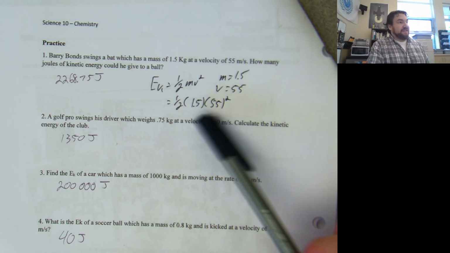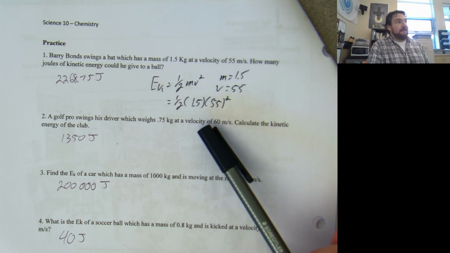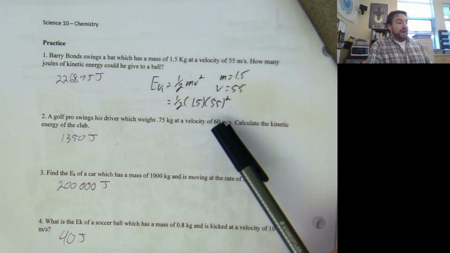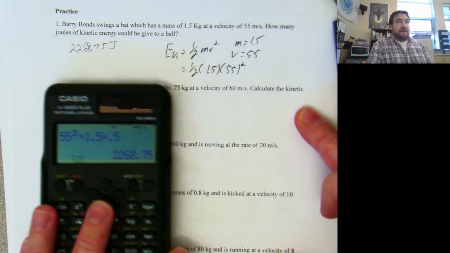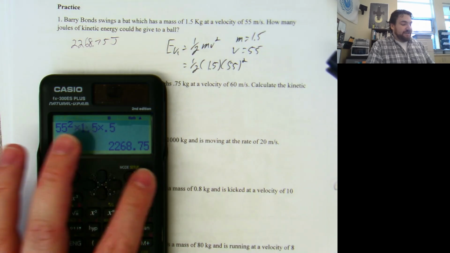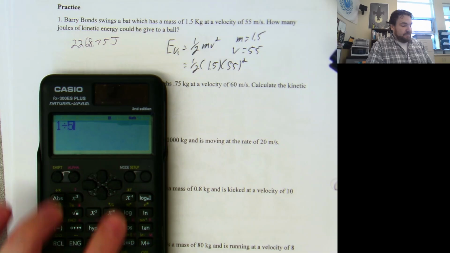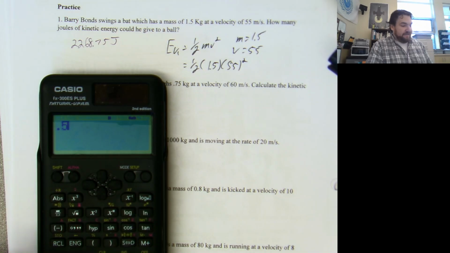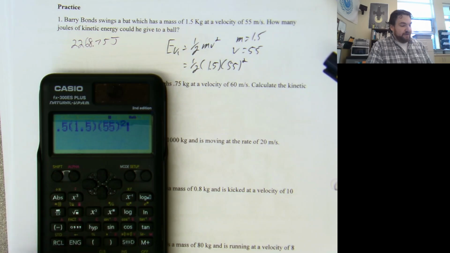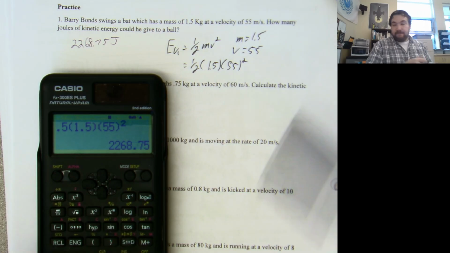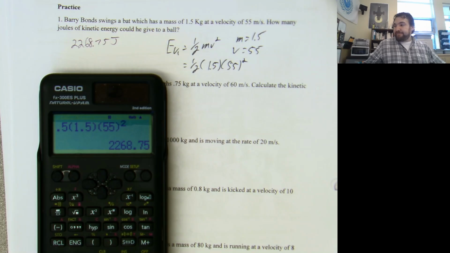Did you do this exactly the same way and get a different number? Yeah, that's okay. This is how I typed it in on mine. You could type it in order, 0.5 times 1.5, or you can use the brackets as it's written. 1/2, 0.5, bracket 1.5 close bracket, open bracket 55 close bracket squared. Oops.